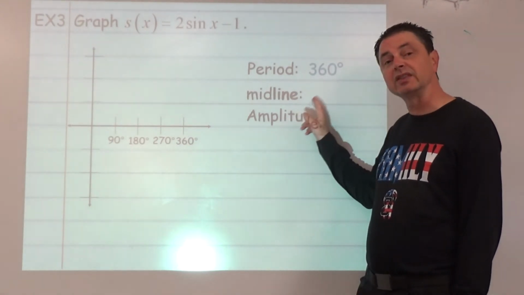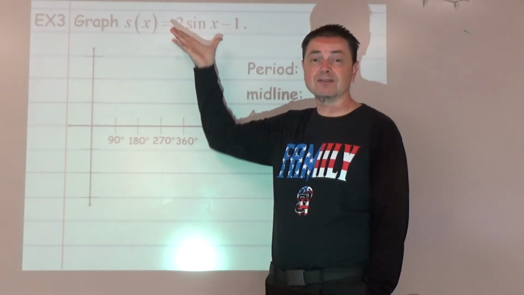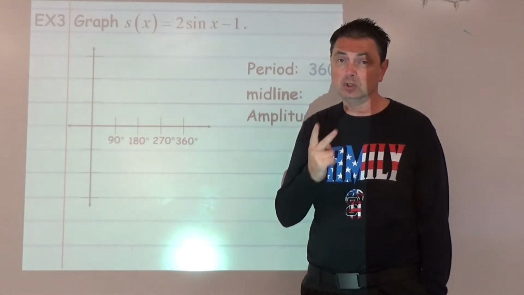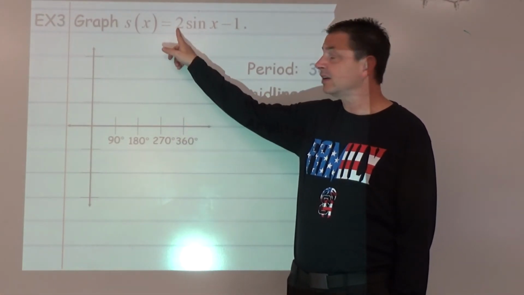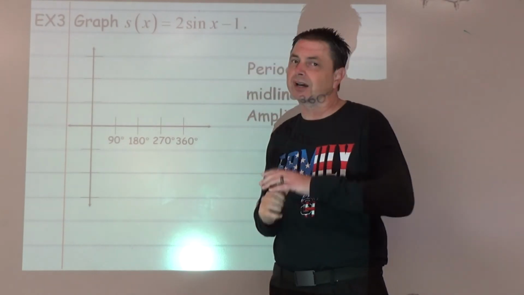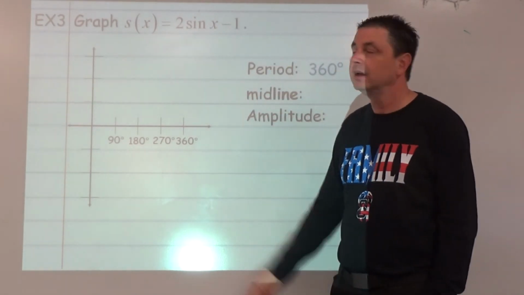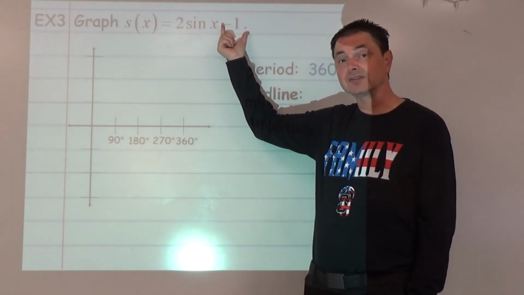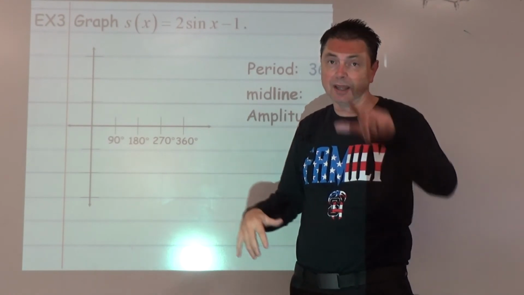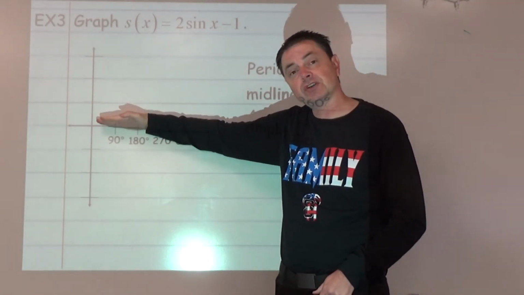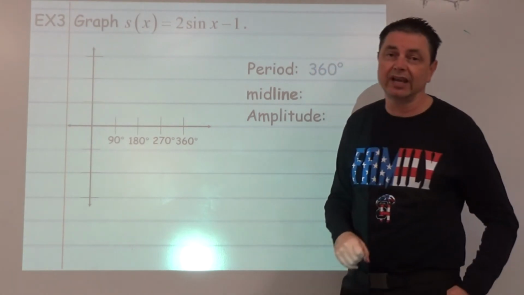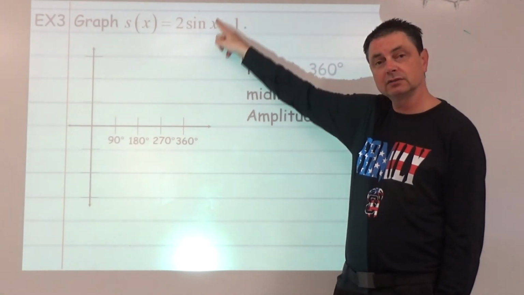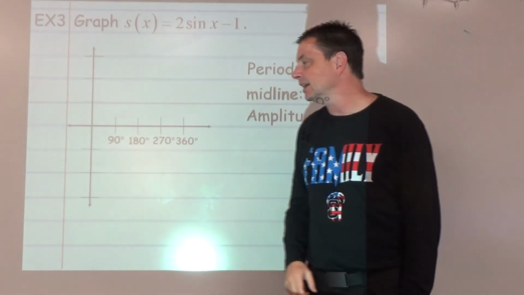Let's go ahead and talk about the midline. Think about this. What kind of transformations do we have going on here? We have two transformations. As we just saw previously, we have a vertical stretch, but that does not affect the midline. What is the minus 1 doing to the graph? In previous graphs, this means we're going to shift down 1. That affects the midline. If we're shifting down 1, the midline is going to go down 1. So the midline is now going to be y equals -1. Let's draw that in.